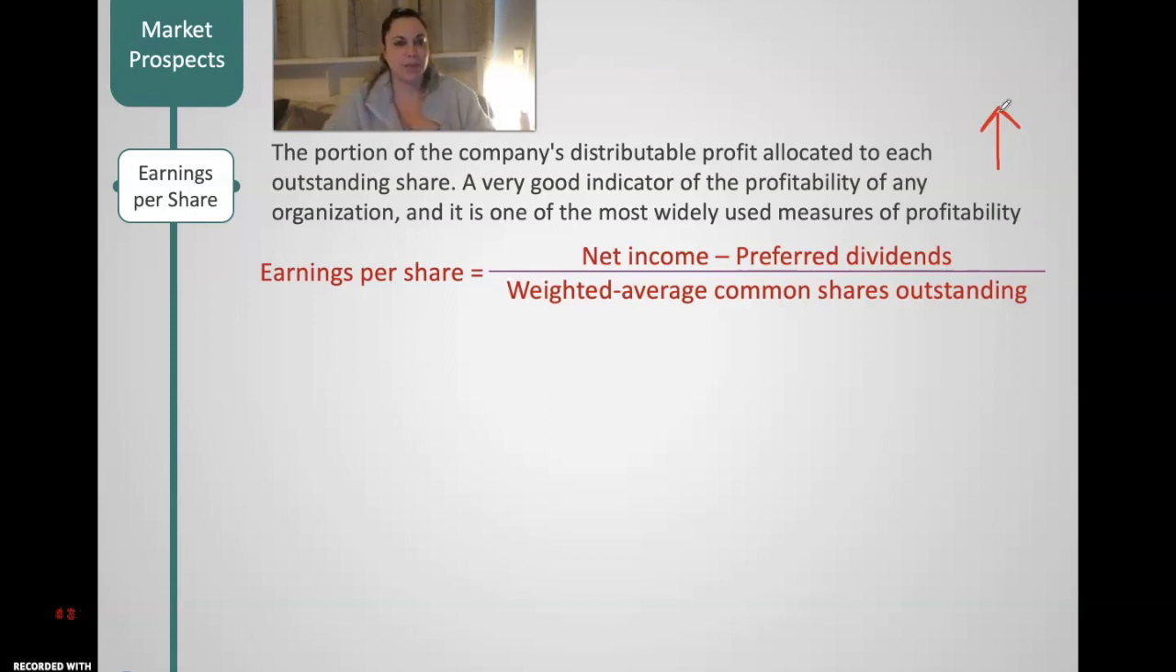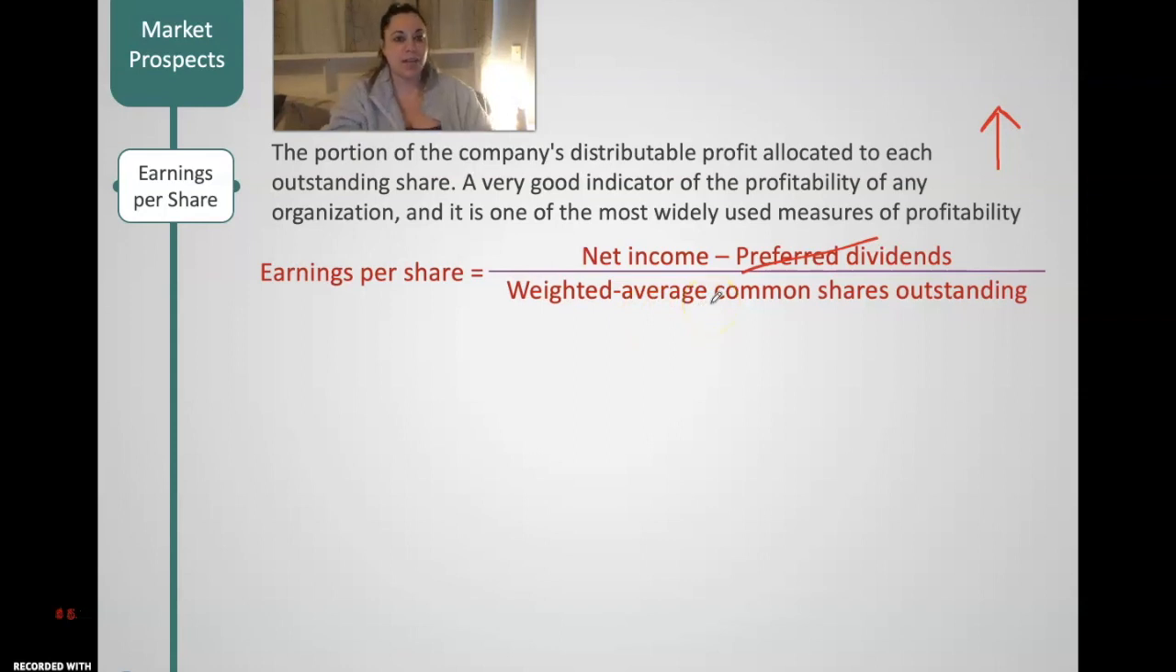So this is definitely one of the more important formulas that we're going to be doing. The numerator is really similar to the last one we did, net income minus preferred dividends. Remember, if there are no preferred dividends or preferred stock, you would just not do anything here. Divided by the weighted average common shares outstanding.